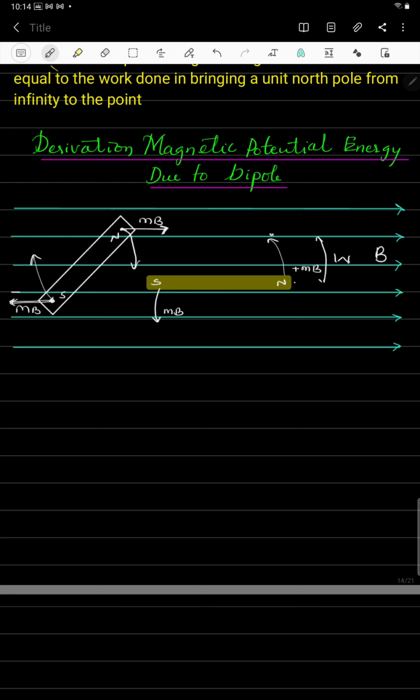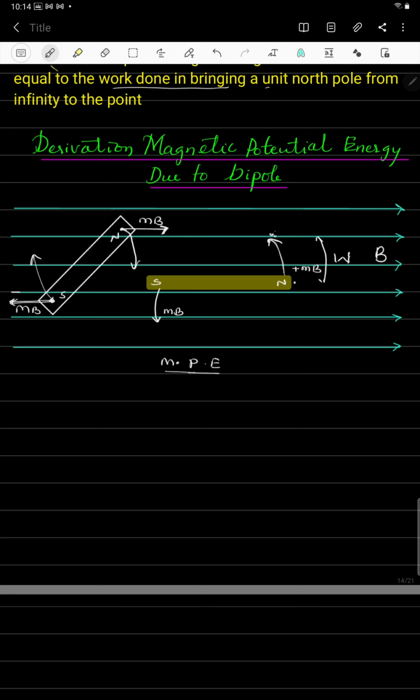We have to do some work. If you are doing some work against that magnetic field, then whatever the movement from this point to this point, the displacement gives the energy, and that energy is stored in the magnetic system. That energy is nothing but the magnetic potential energy. That energy is called magnetic potential energy. That is what is explained here.